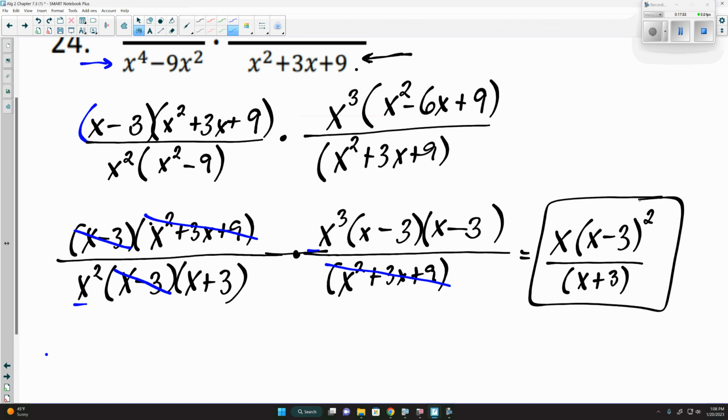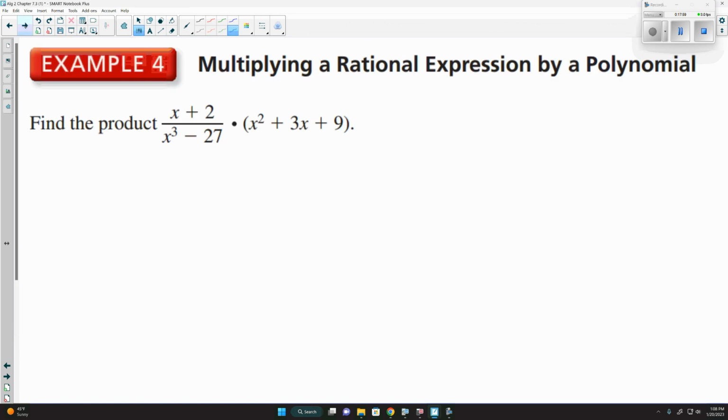Any questions on this here? All right, we'll do one last one, and then we're actually done for today. I want to look at this one here. x squared plus 3x plus 9 does not have a denominator written. So what is it? 1. It's understood to be 1.